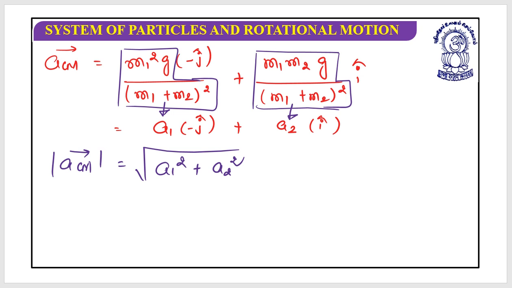Got this? Are you sure? So can you do this? This is the acceleration of center of mass, which can be written as root of a1 square plus a2 square.